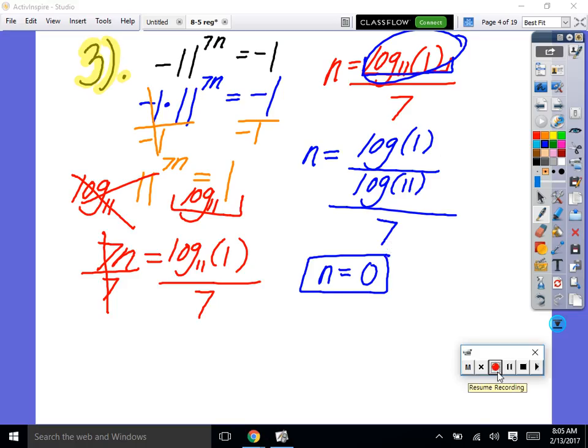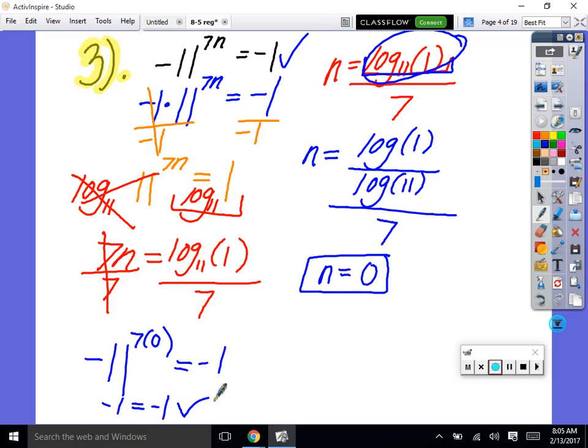Look at everybody, look how we should check it. We're going to go back up and plug 0 back into our original problem. So we're going to go like this: negative 11 raised to the 7 times 0. So you'll type that into your calculator, and what do you get? Negative 1. Isn't that what we should have got? So we have negative 1 equals negative 1, which is a true statement, so we've checked our answer.